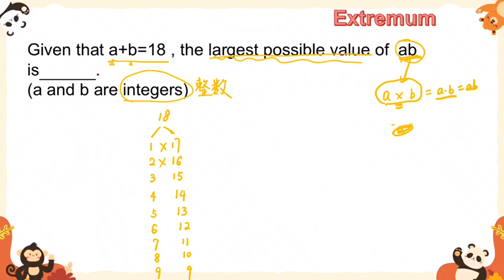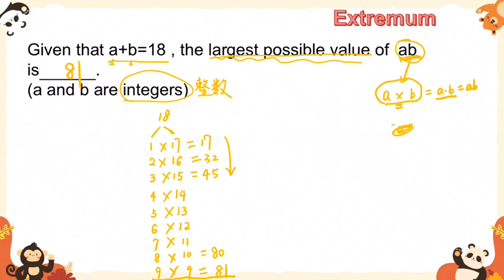So let's see the products. Okay, multiply them. You can find this is 17, this is 32, and this is 45. Oh, do you find something, everybody? The product is larger and larger until this one is 80 and this one is 81. So I think the largest product should be 81. Yeah, should be 81.